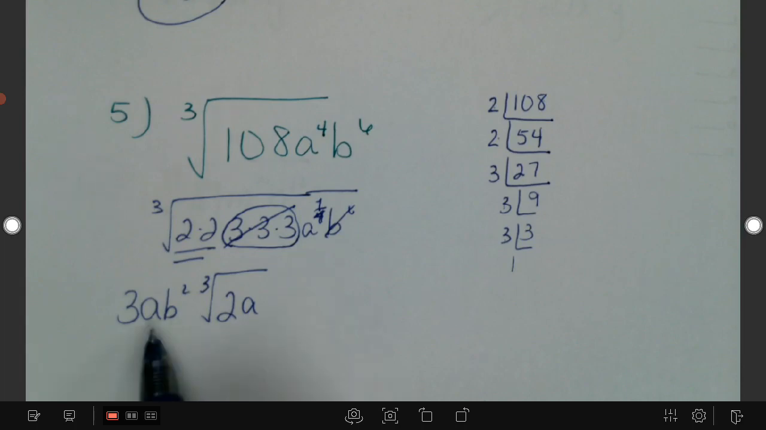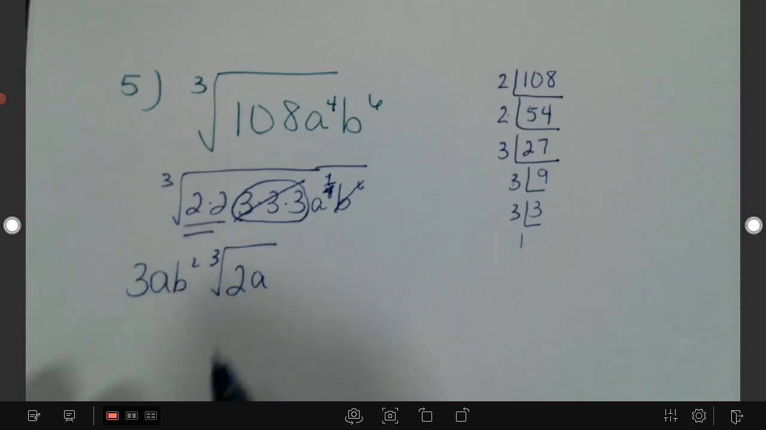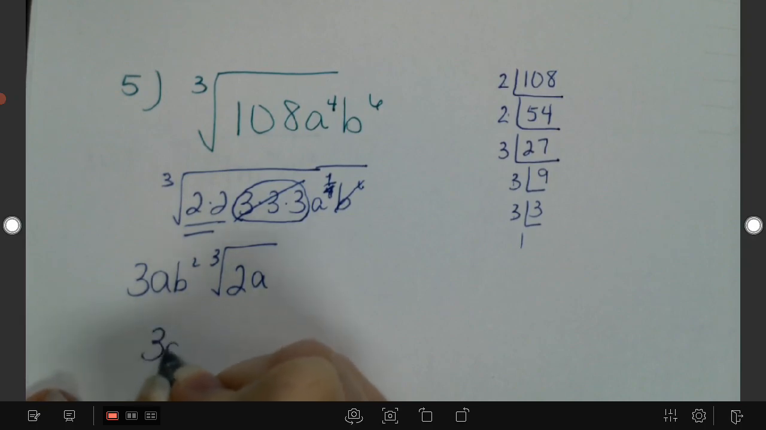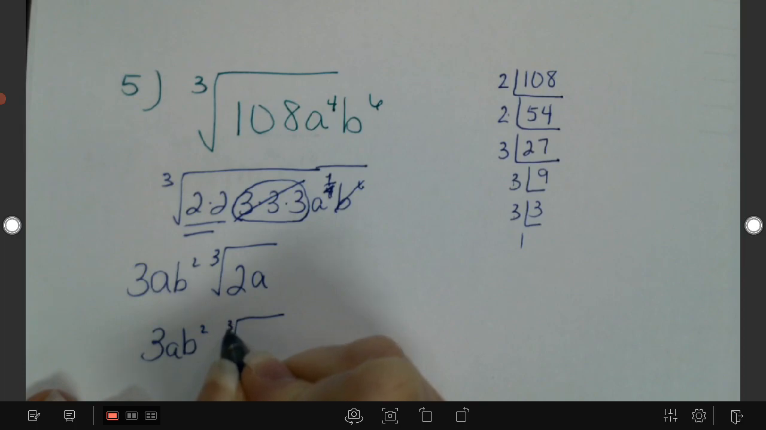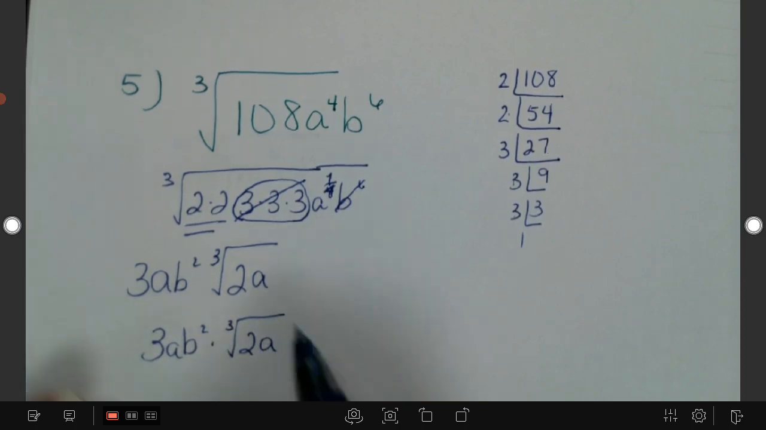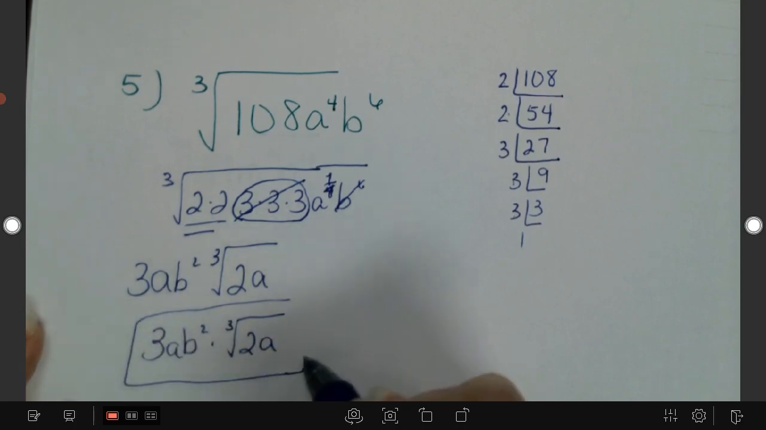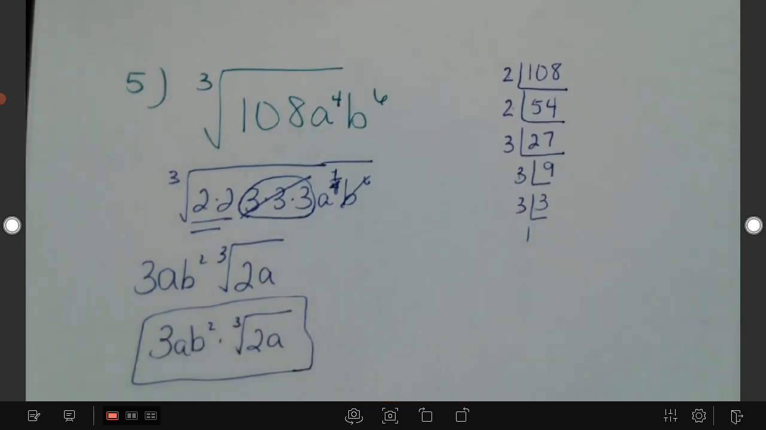So I just want you to be careful. See how close this is? You have to be careful when you're writing these answers. So make sure it looks like 3ab squared. Give it some space. Make sure that really looks like a little third root into a. And this is multiplication in between those two. But give them some space so it doesn't look like b to the 23rd or anything like that. All right.